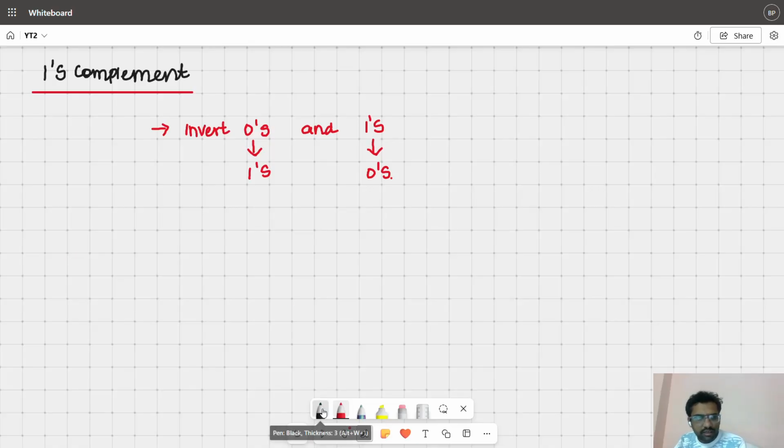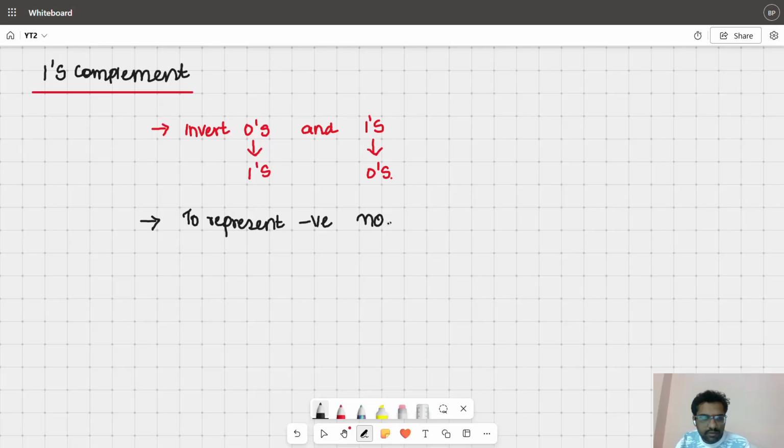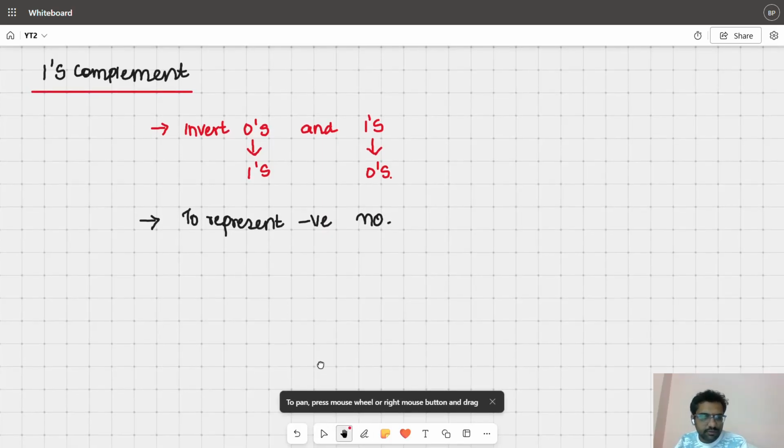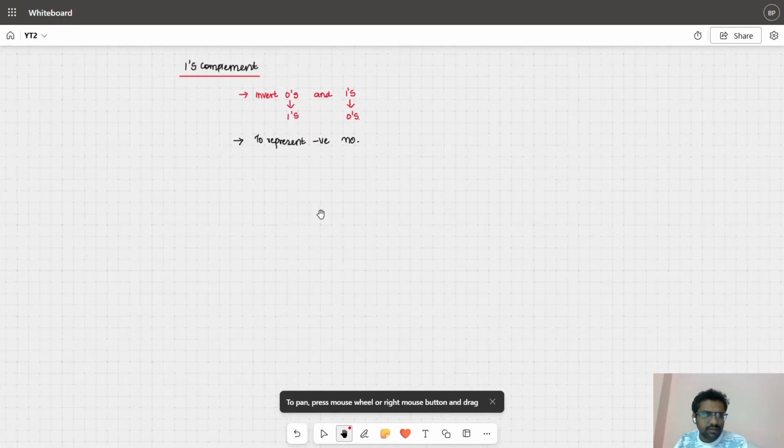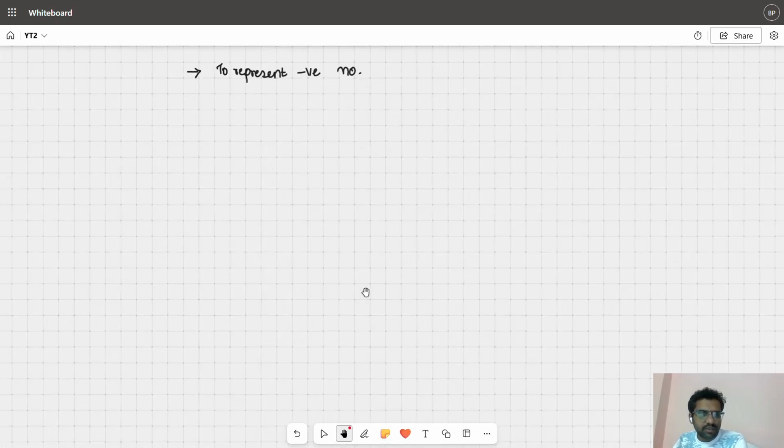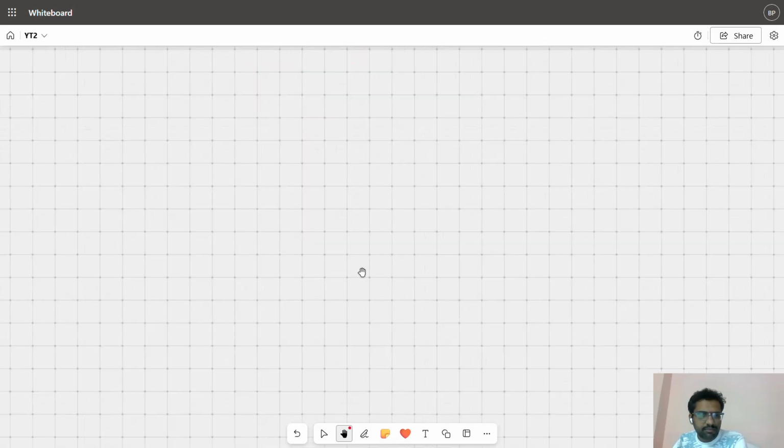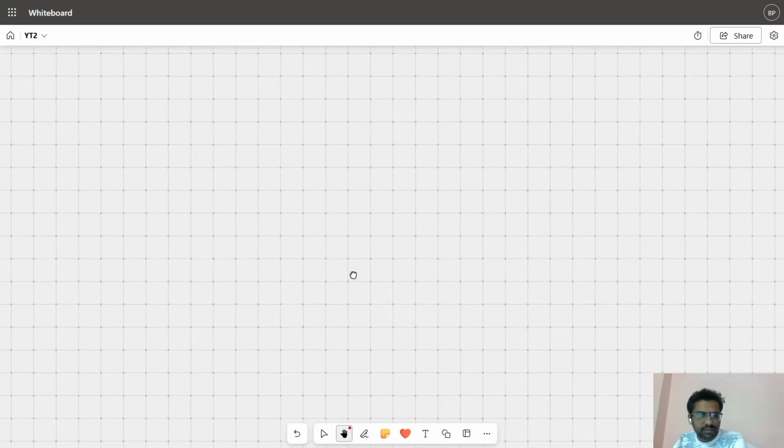Generally, why do we use the ones complement, sign magnitude and the two's complement? To represent negative numbers. Now let us go through it with an example.